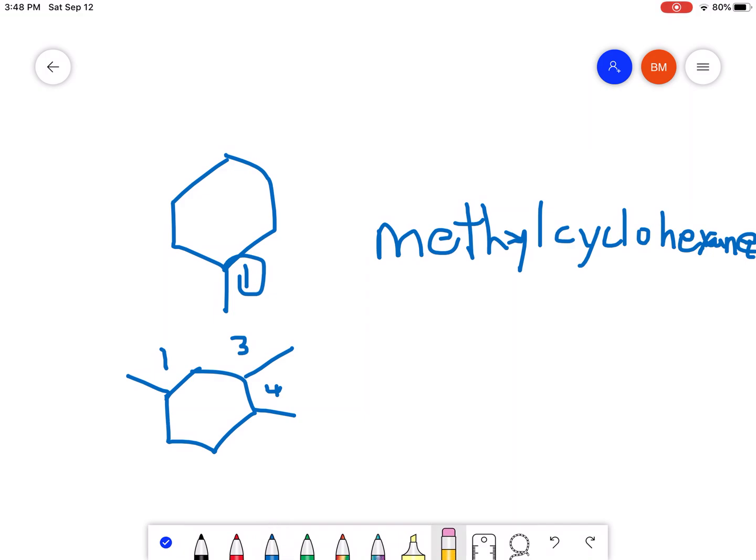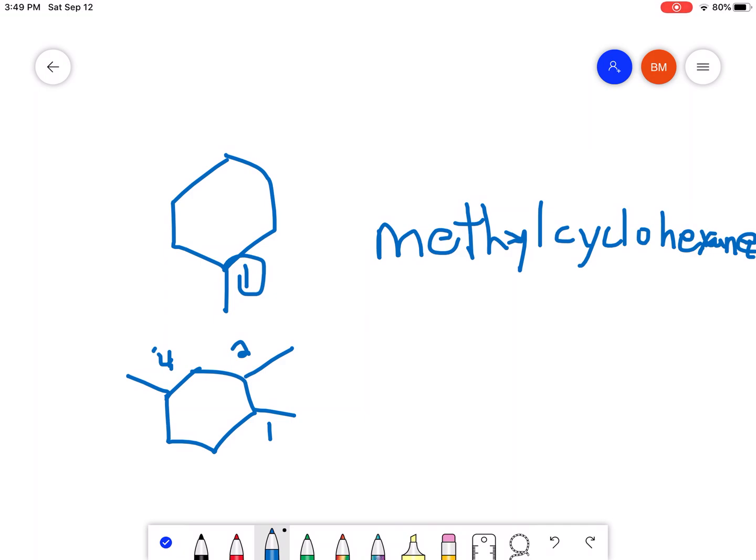However, what if we made one of these number 1? Let's say we made this one number 1. Okay? If we made that one number 1 and we counted counterclockwise, we could have 2 and 4. So in this case, we actually have 1, 2 instead of 1, 3. And as we learned from the previous rules, 1, 2 is better. Right? So when you're trying to number these carbons here, keep that in mind. Try to give the substituents the lowest possible number in order of appearance. Okay?